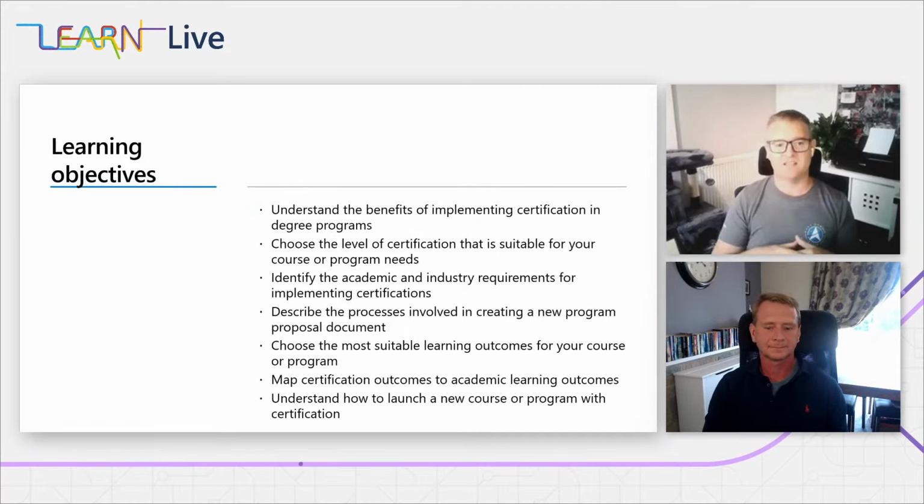Describe the processes involved in creating a new program. So, what do you need to do from an academic perspective? What proposal documents do you need? What best practice is available out there. Then we'll choose the most suitable learning outcomes for your course or program. So again, that whole mapping of outcomes and pathways.